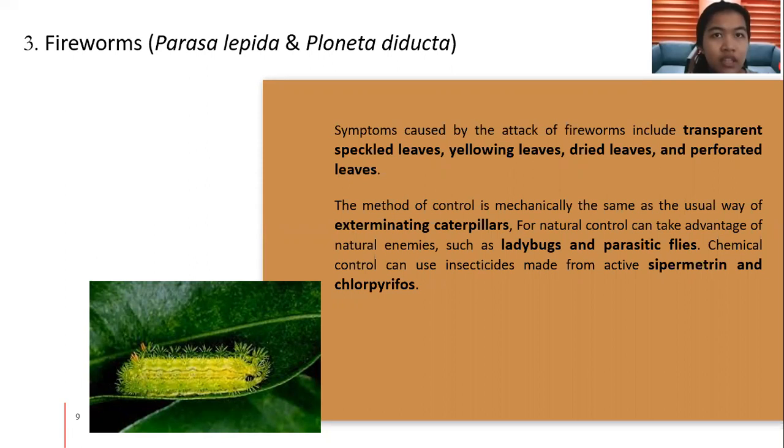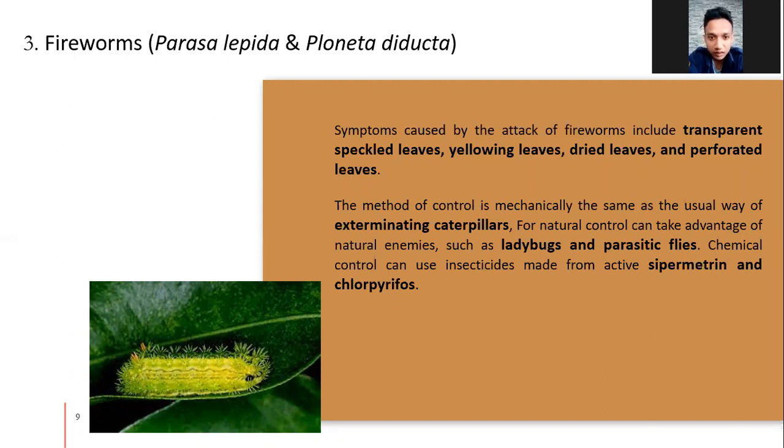The next is fireworms, or Parasa lepida and Setora nitens. The symptoms caused by the attack of fireworms include transparent speckled leaves, yellowing leaves, dried leaves, and perforated leaves. The method of control is mechanical, the same as the usual ways of exterminating caterpillars. For natural control, we can take advantage of natural enemies, such as ladybugs and parasitic flies.